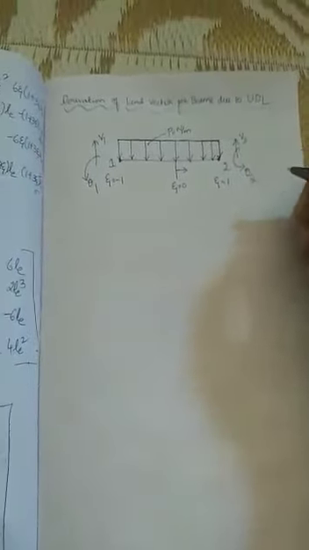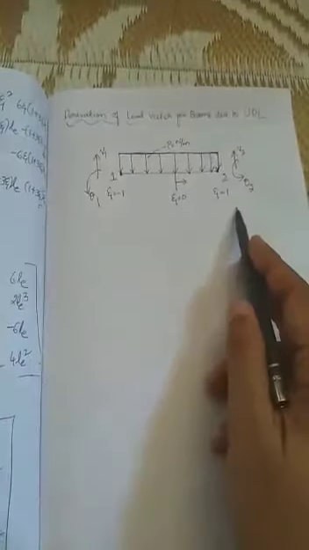P naught Newton per meter is the load, and we know that for beams there are two degrees of freedom. One is the vertical displacement, and another one is the slope or rotational displacement. So V1, and here it is V2, and here it is theta 2. So 2 degrees of freedom for two nodes, and this is the natural coordinate system, the value of zeta at three different points.